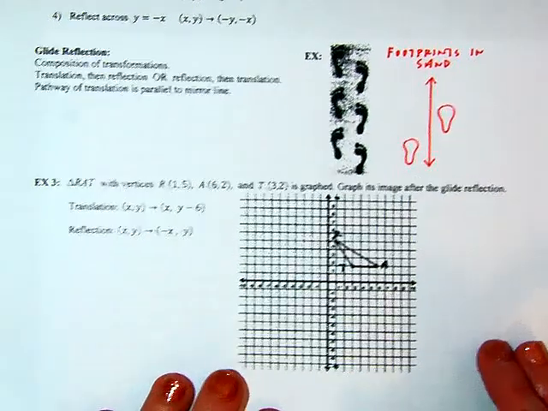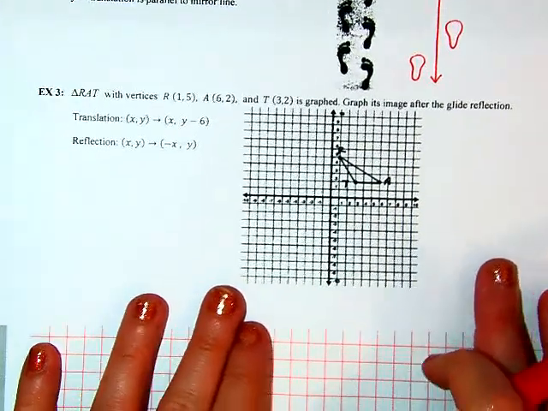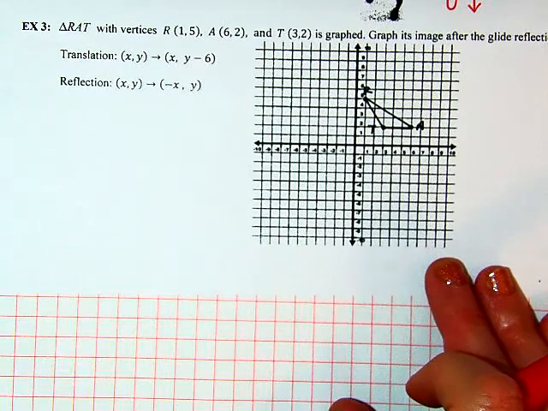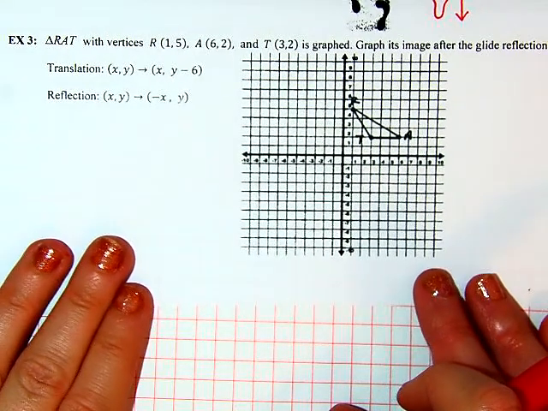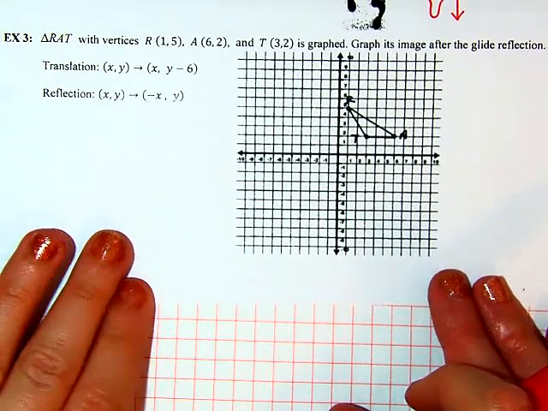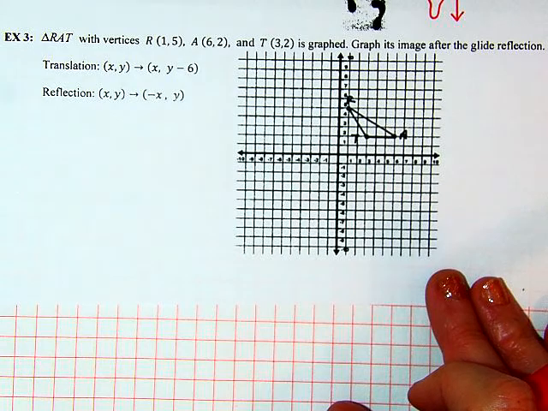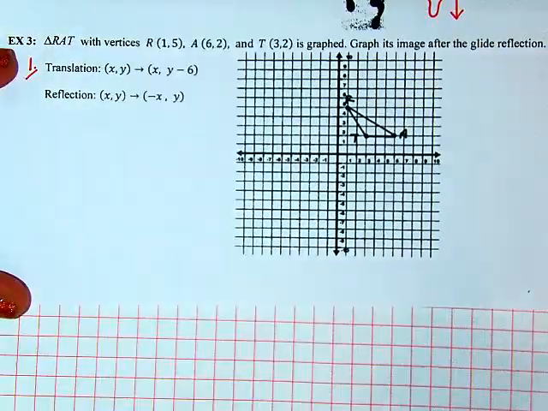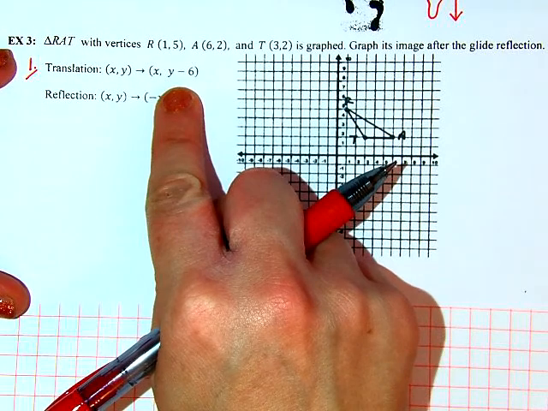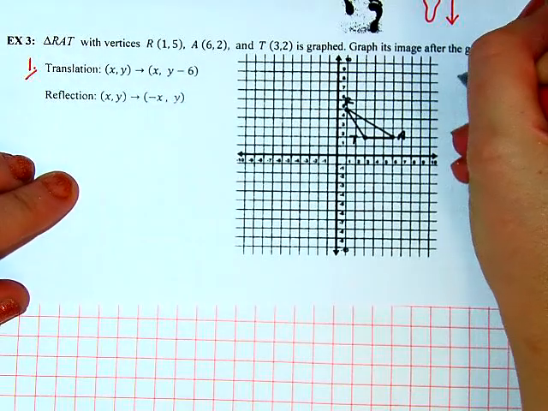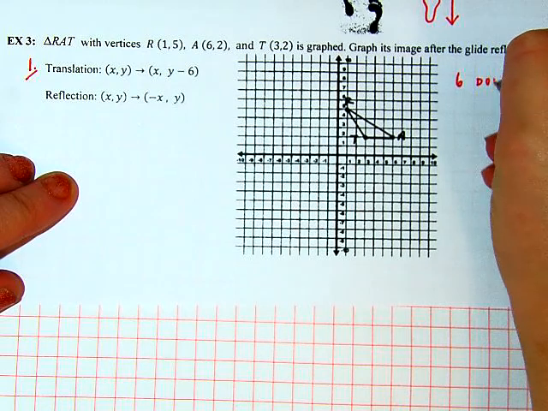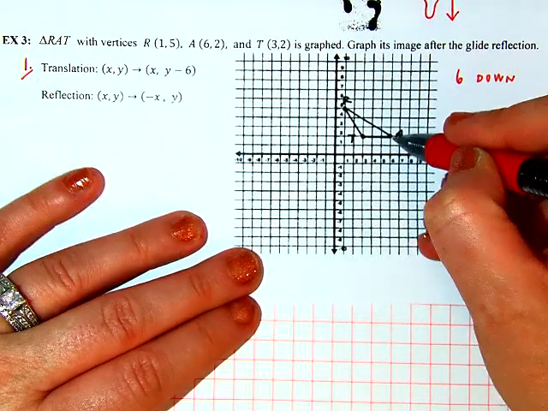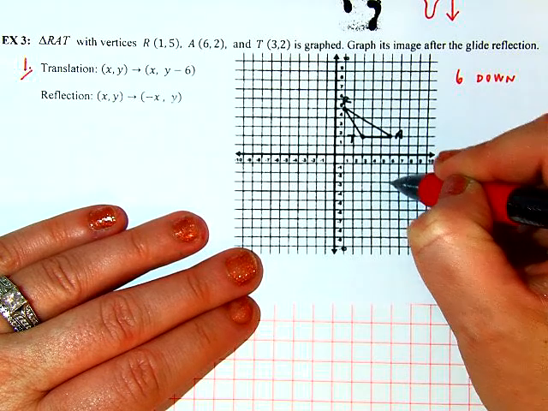All right, so let's do one example, and I'll zoom in a little tighter as well. I've given you the starting figure. I'm calling it triangle RAT. It's already plotted, and I'm saying graph its image after the glide reflection. So we're going to start with the translation. I'll mark that as number 1, and it's saying (x, y minus 6). So it's saying slide it 6 units down. So let's first slide it 6 units down: 1, 2, 3, 4, 5, 6.